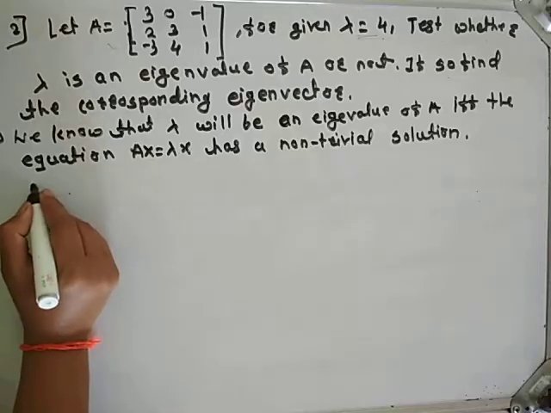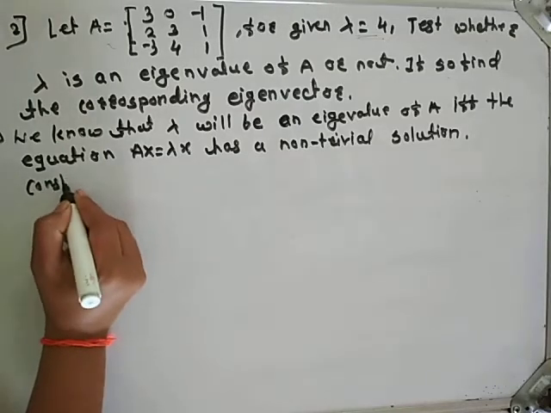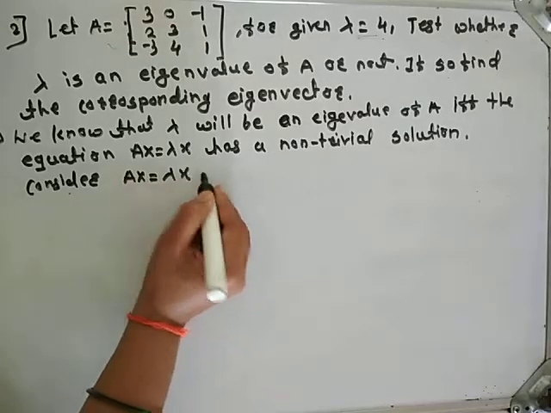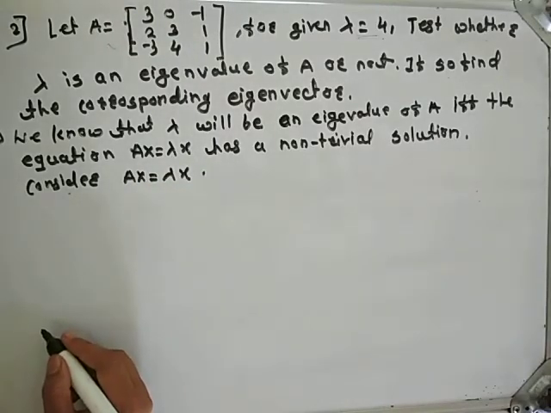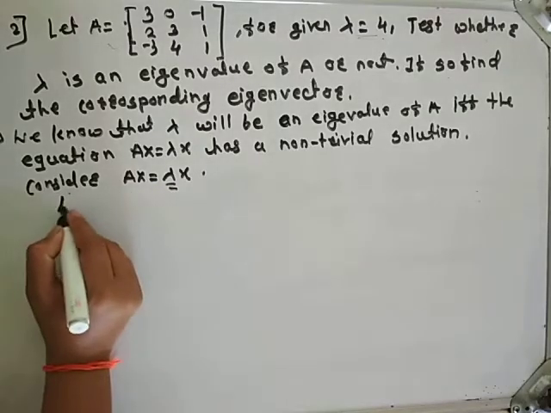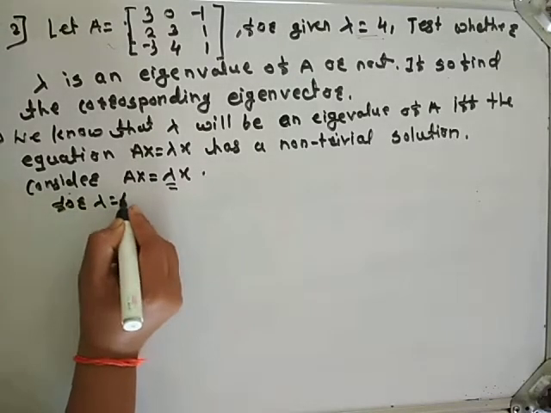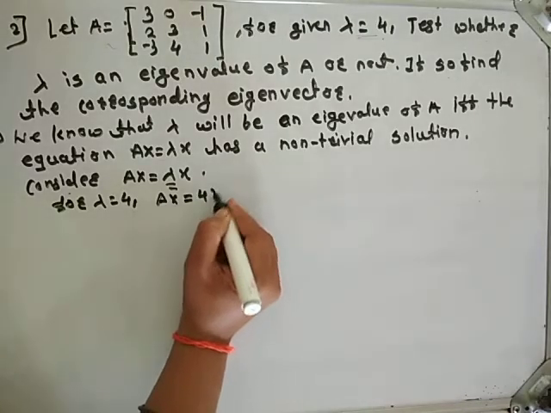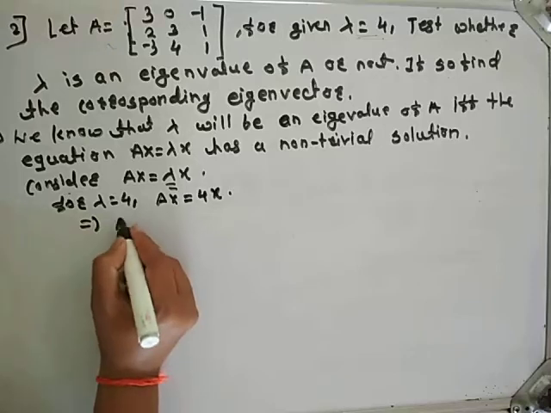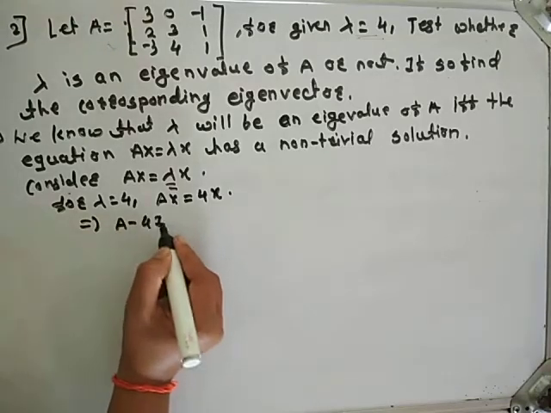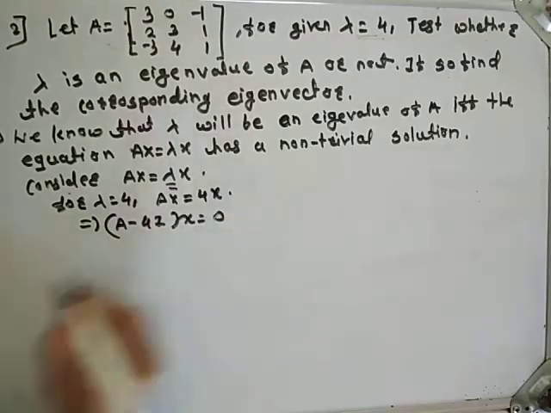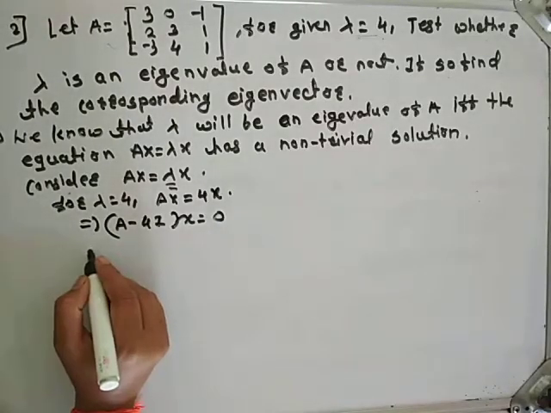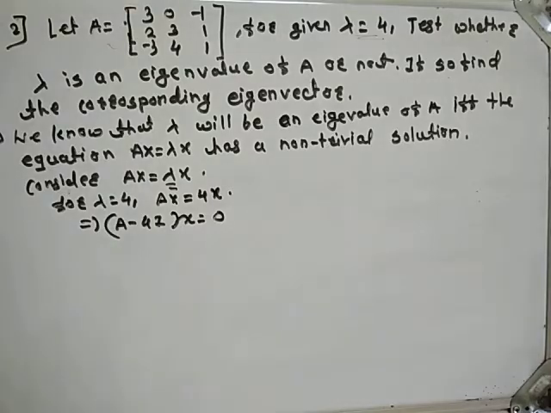So consider Ax is equal to lambda x. So here, for lambda equal to 4, this becomes Ax is equal to 4x. That implies (A minus 4I) x is equal to 0. Put the values of A and so here we will get.